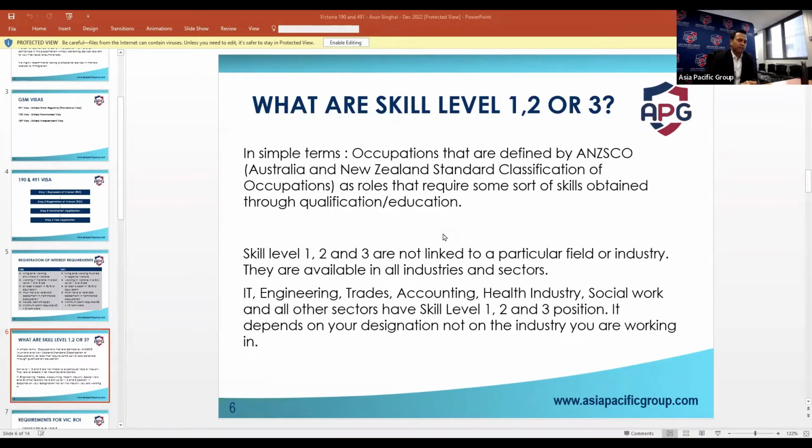For example, a person working in a hospital as a security guard, that is not a skill level 1, 2, or 3 job. It comes under skill level 4 or 5. Okay, but in the same hospital, if there is a nurse working, then it will come under skill level 1.